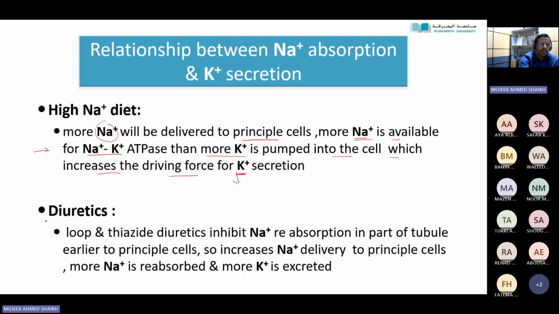Now comes the role of diuretics in regulation of potassium. What are diuretics?